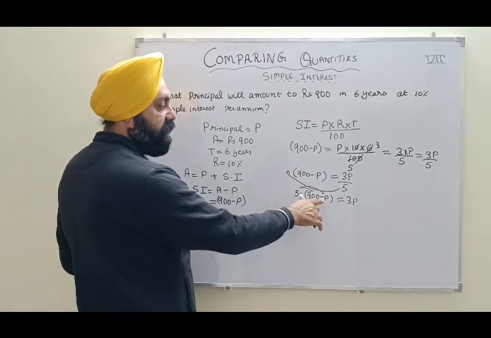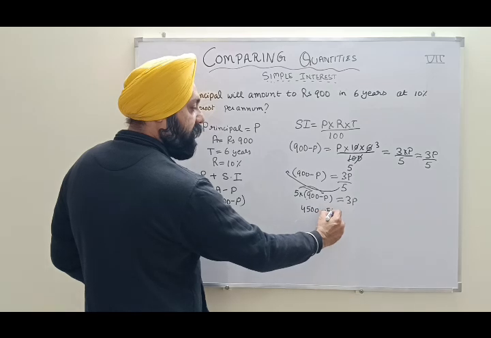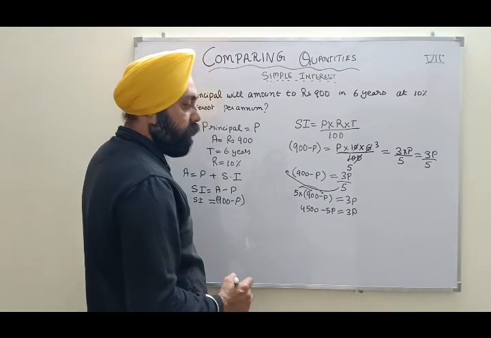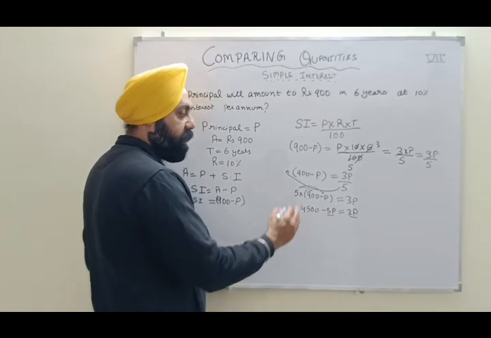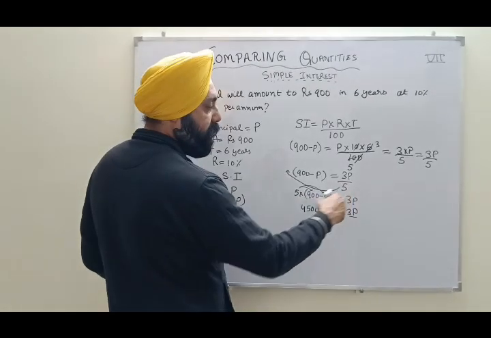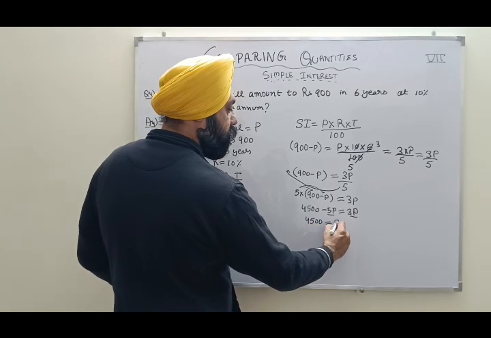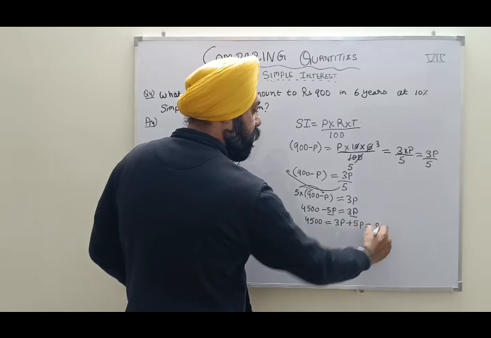So the coefficient of P is minus 1. Minus 1 into 5 will give minus 5 and P as it is. So now we have two terms having variable P. So we will take the term minus 5P to the other side. So it will be 4500 is equal to 3P plus 5P. So it will give 8P.